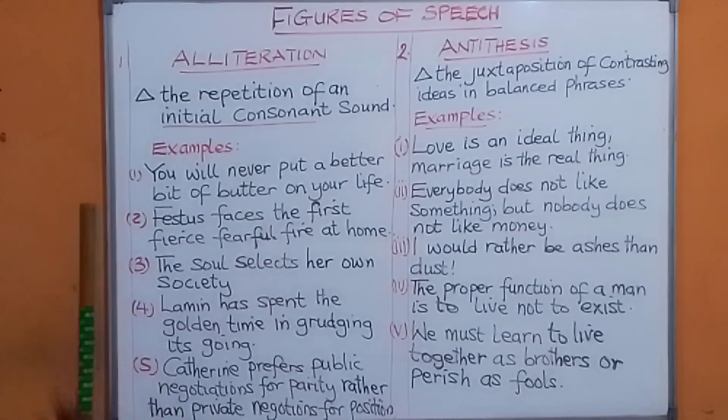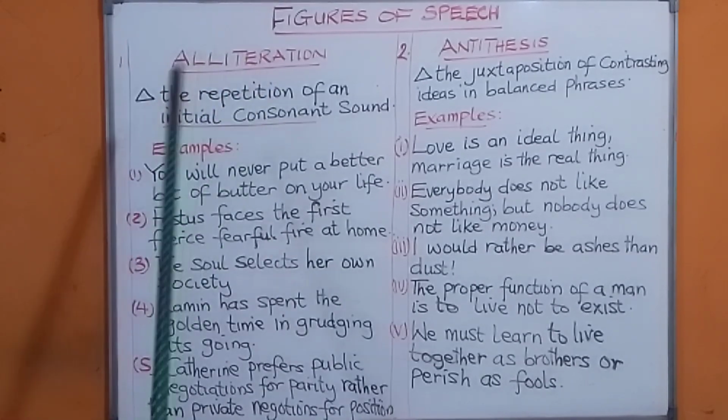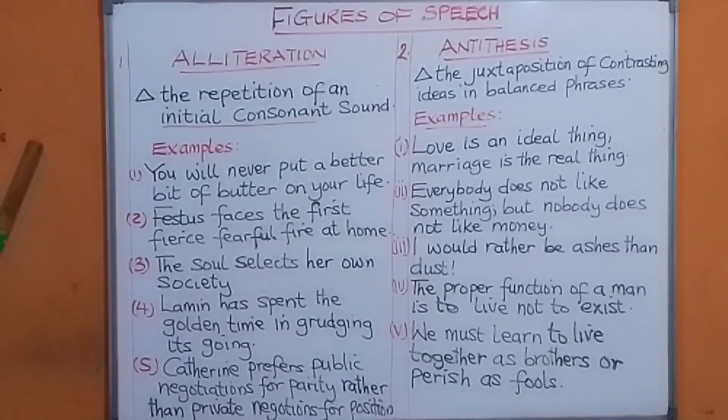We are going to start with A. That's why we are not mixing up. We are going to start with figures of speech that start with the alphabet A. We go to B, we go to C, until we finish that. So we are starting with A. Alliteration. What is alliteration?